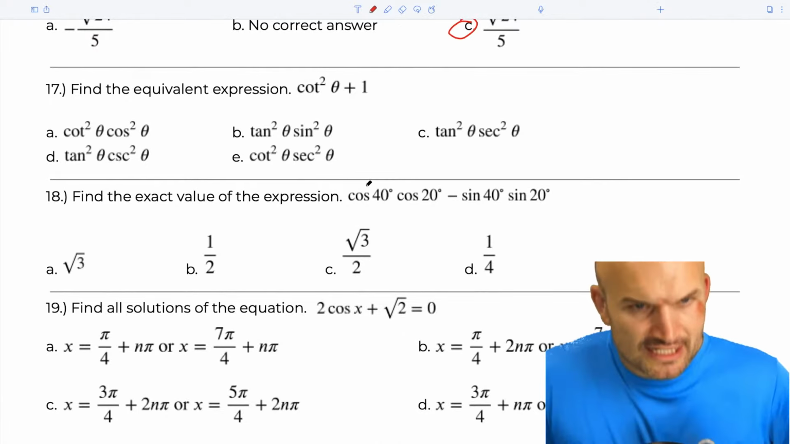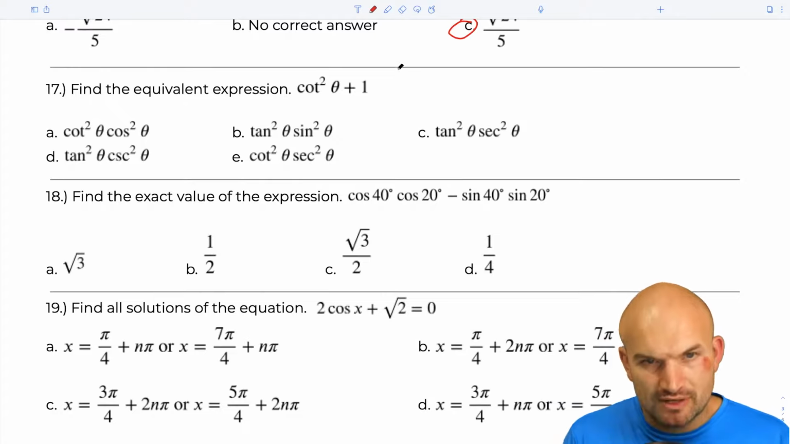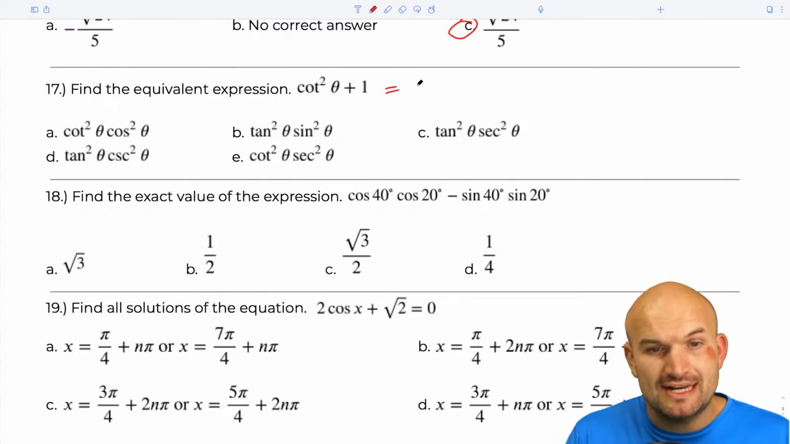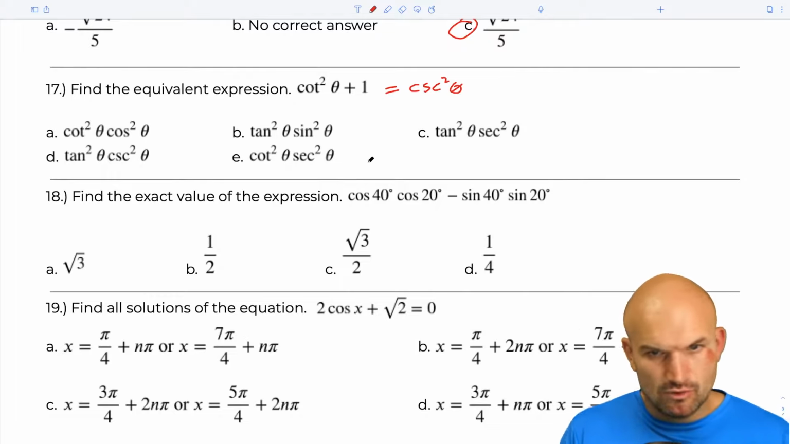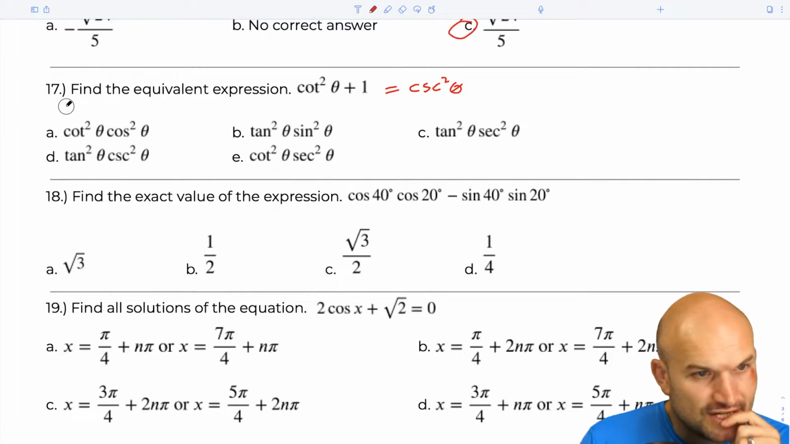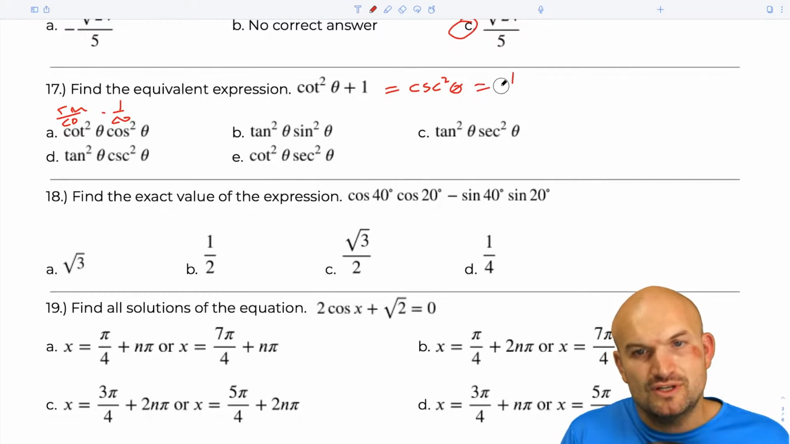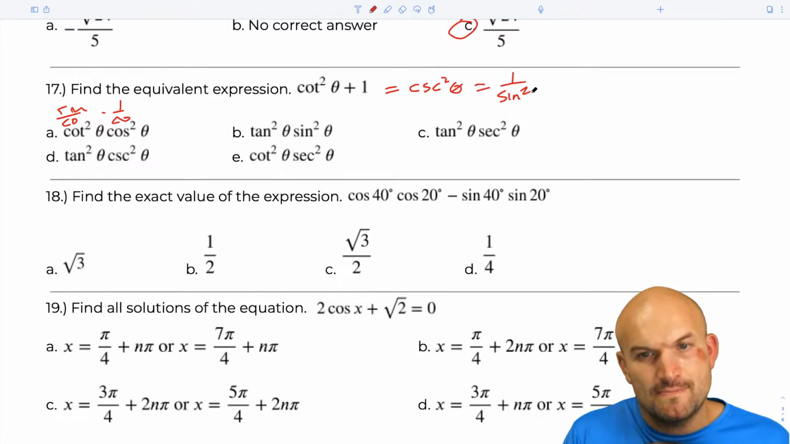Find the equivalent expression for cotangent squared of theta. Okay, so cotangent squared of theta, using your Pythagorean identities, that's cosecant squared of theta. And now we have to figure out which one of these is going to give us cosecant squared of theta. So cotangent is sine over cosine, and this is over cosine. Again, what I'm looking for is something that's going to divide out, which is really the same thing as 1 over sine squared.